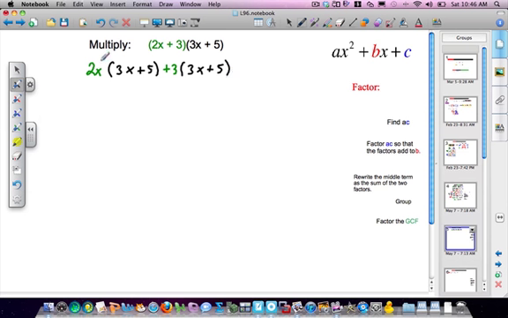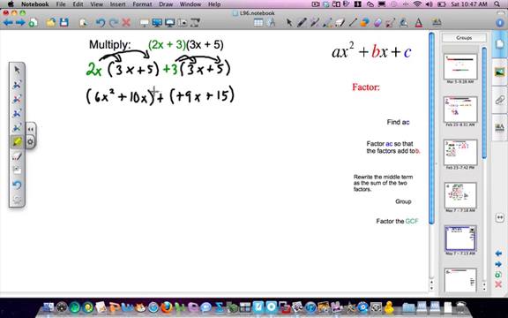Let's distribute the 2x. 2x times 3x yields a positive 6x squared. The 2x times the 5 yields a positive 10x. Moving to the second term, 3 times 3x yields a positive 9x. And 3 times 5 yields a positive 15.